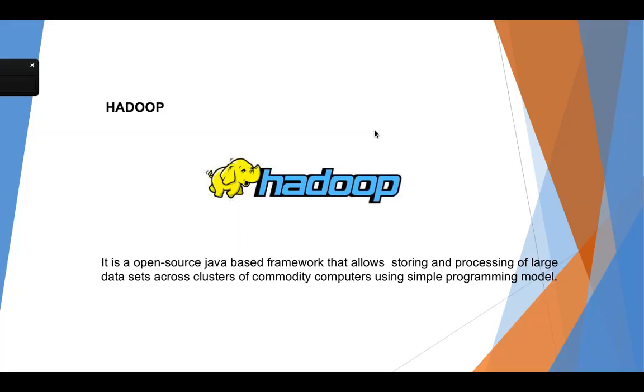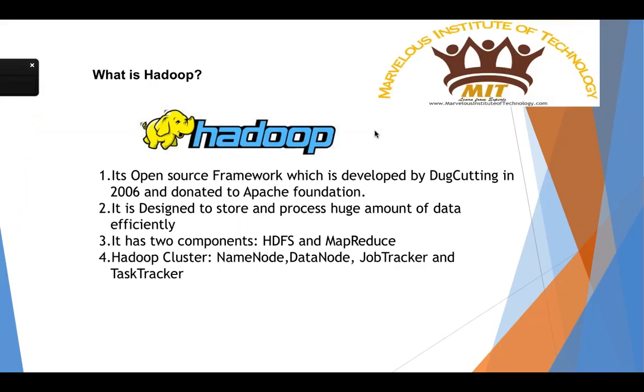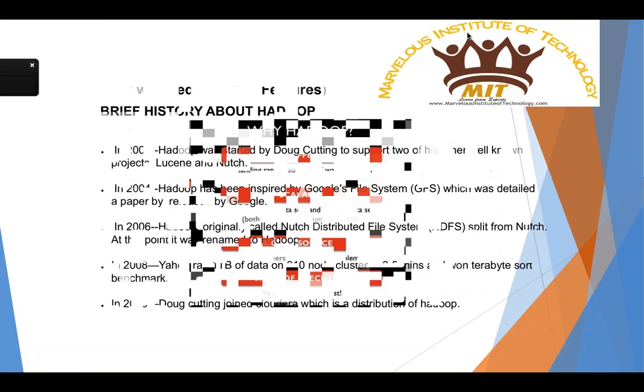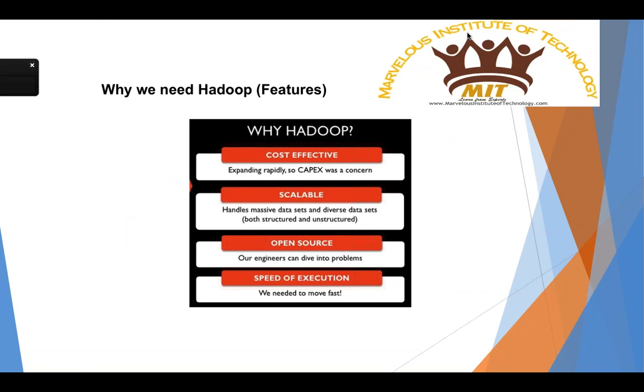Before looking at how it will solve the problem, we'll see what features are associated with big data. Okay, this has a history we have seen yesterday, when it was introduced and how it was introduced. So why do we need Hadoop and what are its features?